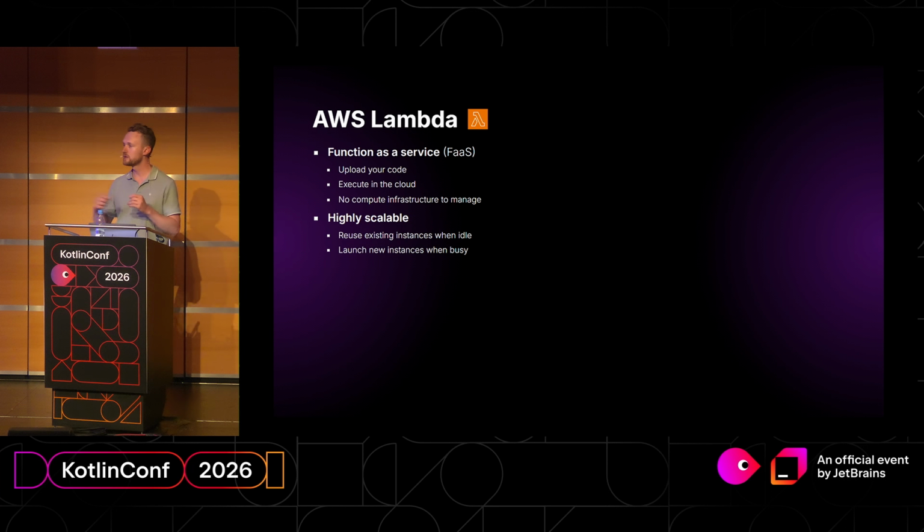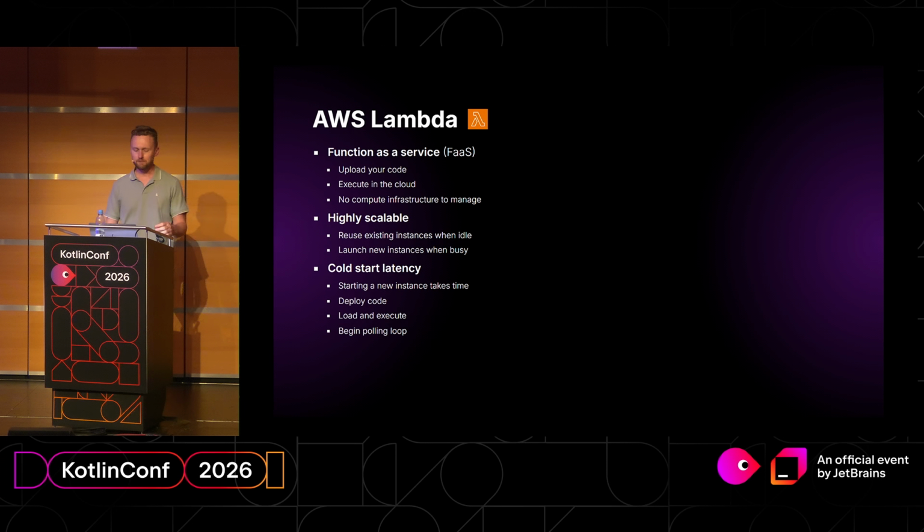It will reuse existing instances of a Lambda handler if that handler's idle, and it will launch new instances when all the existing handlers are busy. Unfortunately, launching new instances brings about an effect called cold start latency, where starting a new instance takes a little bit of time because the Lambda service has to provision a new instance somewhere. It has to load your code onto that instance and begin executing it. And then that code has to begin a polling loop where it continually asks Lambda, are there any new invocations for me to respond to?